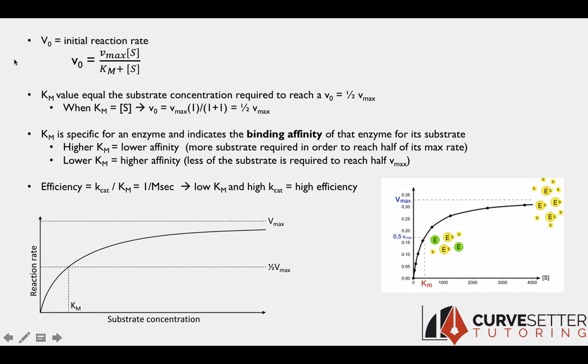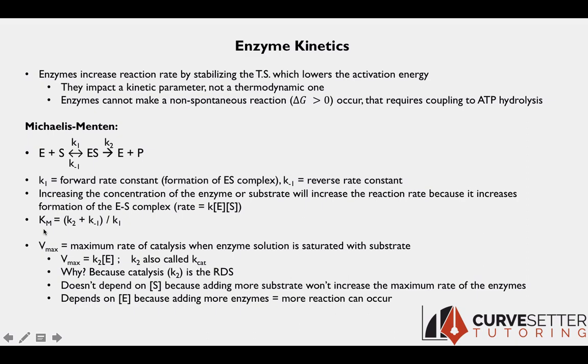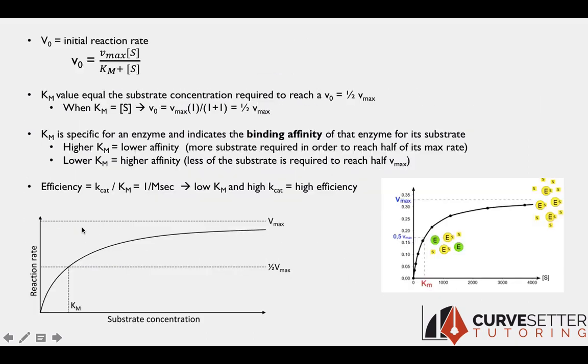And then this other velocity term, V0, refers to the initial reaction rate. And Michaelis-Menten came up with this equation here, and there's a lot of algebra behind this, but you don't need to know it. But V0, the velocity at any time point dependent on a certain concentration of the substrate, is equal to Vmax times concentration substrate over Km plus concentration substrate. So remember, Km is a constant for that enzyme. And so you need to know this here.